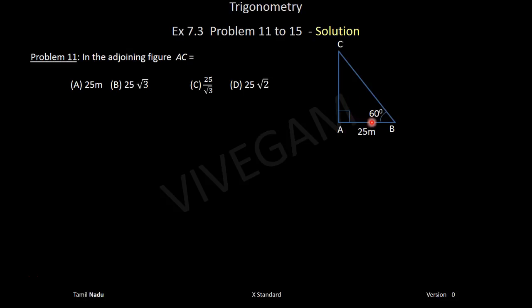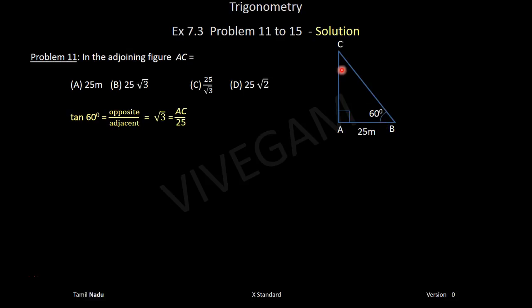If you take tan 60, it's opposite by adjacent. So tan 60 can be calculated, and this side is known, which means AC can be calculated. So we are using tan 60, which is opposite by adjacent. This is the angle, therefore this is the opposite side and this is the adjacent side.